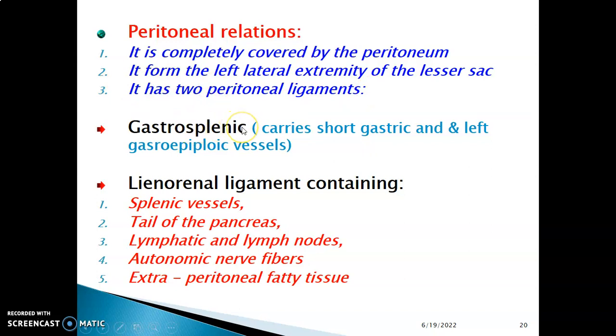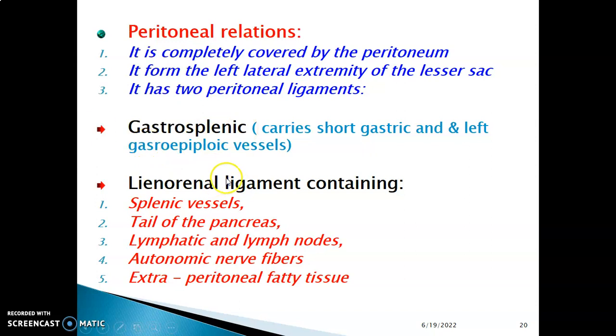We have the gastrosplenic ligament. You can be asked to list 2 contents of the gastrosplenic ligament. This is a ligament from the stomach to the spleen. It carries the short gastric and left gastro-omental vessels. Remember, these are branches from the splenic artery and tributaries of the splenic vein. So the gastrosplenic ligament has short gastric and left gastro-omental vessels.